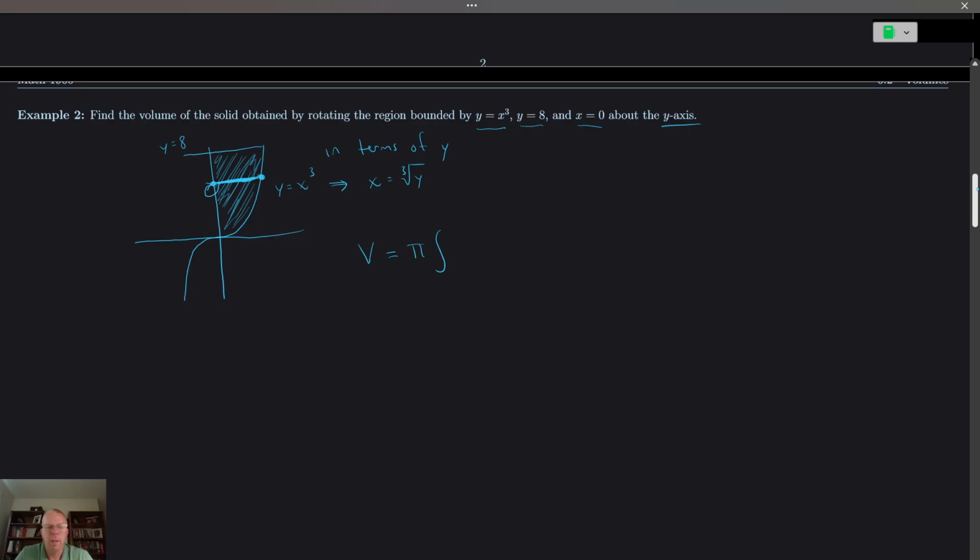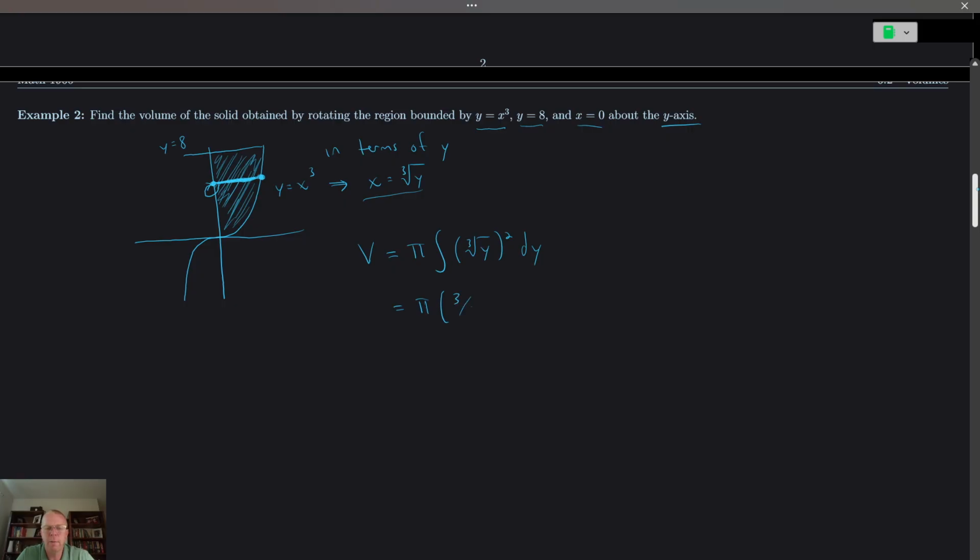Okay, so what is this distance from here to here? Now you could kind of turn your graph over if you like, and imagine this is the x-axis, and this would then be the cube root of x. You don't have to do that if you don't want, but the distance from here to here is the value of this function here. So the cube root of y. We've got to square it because the radius is squared, and this is going to be dy.